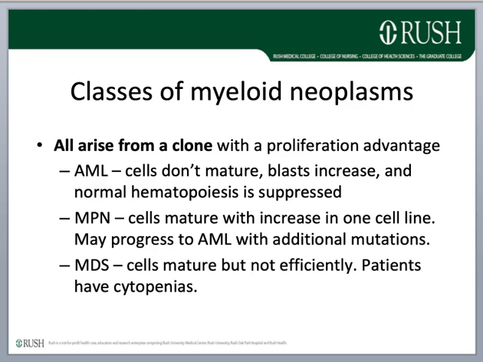And finally, in myelodysplastic syndrome, the cells mature, but not very efficiently, and the patients end up developing cytopenias. So there's a defect in hematopoiesis.